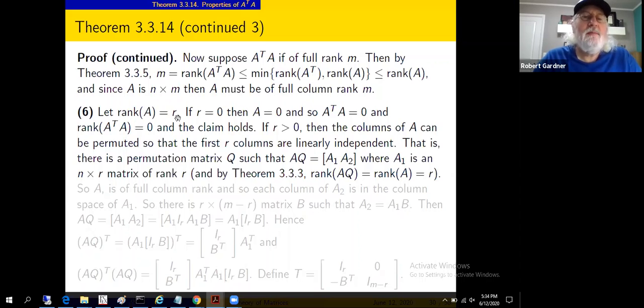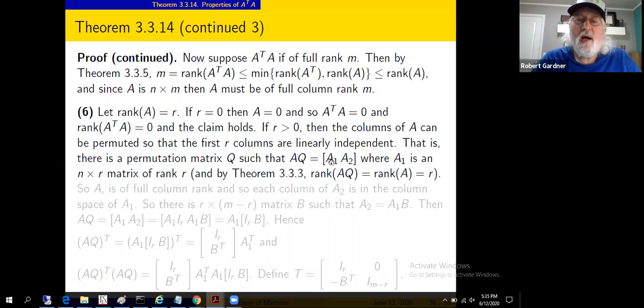Let the rank of A be represented by R. If R equals 0, then we're dealing with a zero matrix, and those ranks are the same. So without loss of generality, we can take the rank to be greater than 0. The columns of A can be permuted around so that the first R columns are linearly independent. We've done a bunch of that as of late. That tells us there's a permutation matrix Q, such that if we take A and multiply it by Q on the right, that permutes columns around.